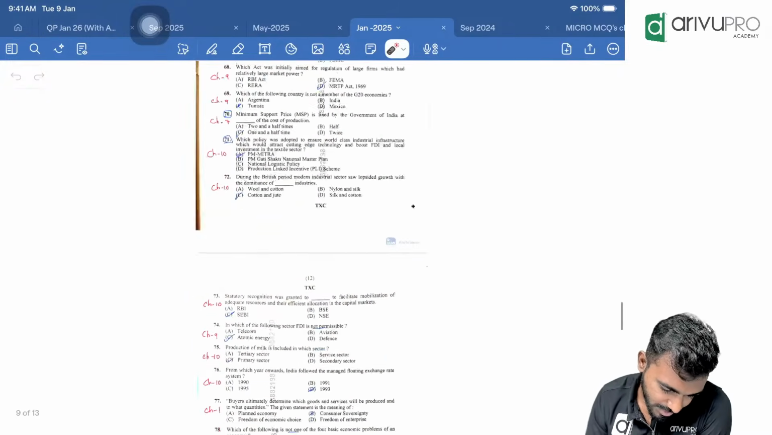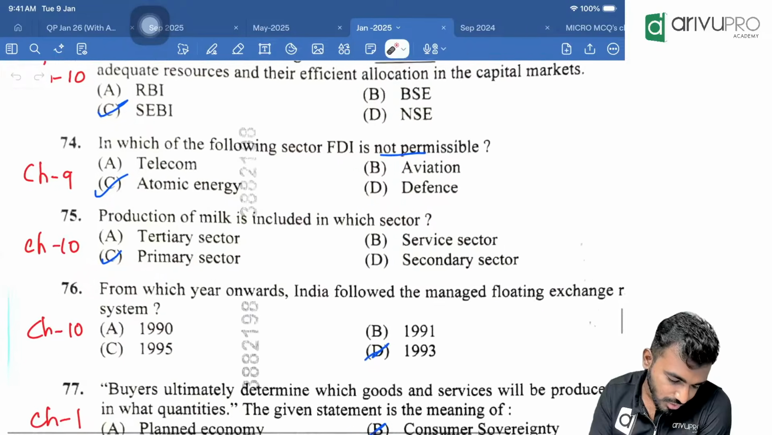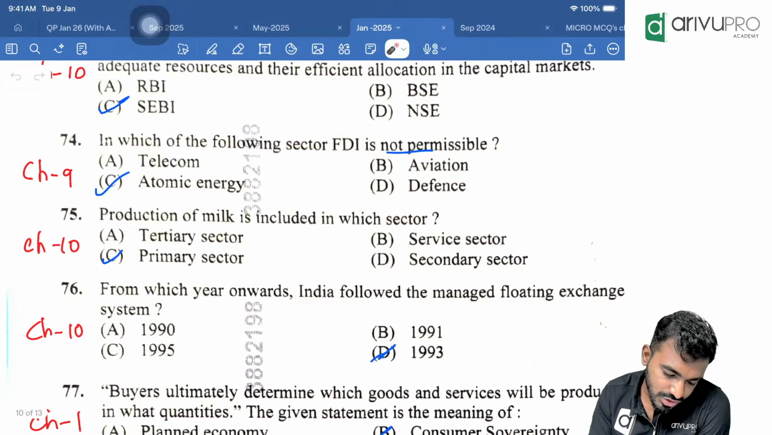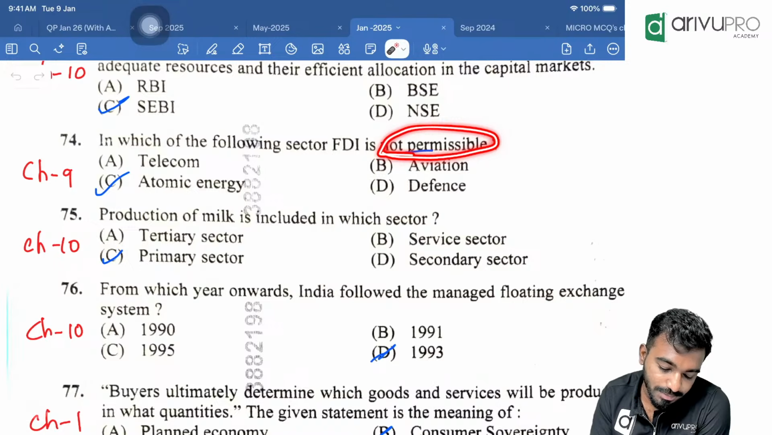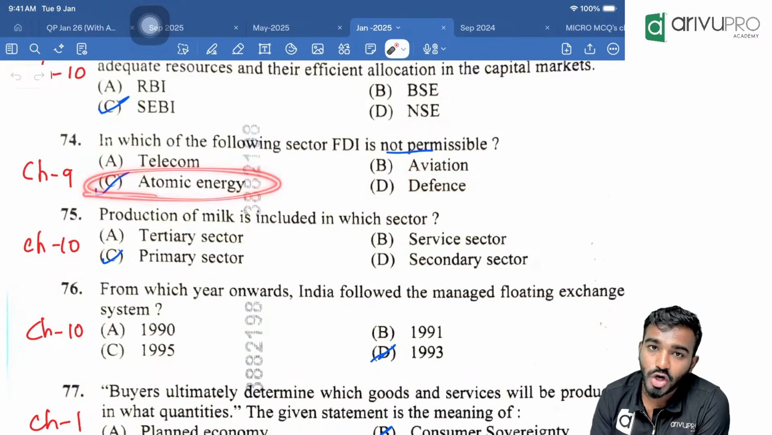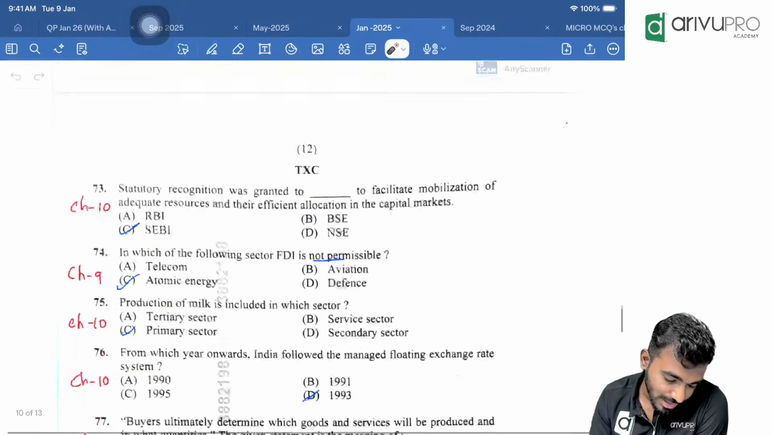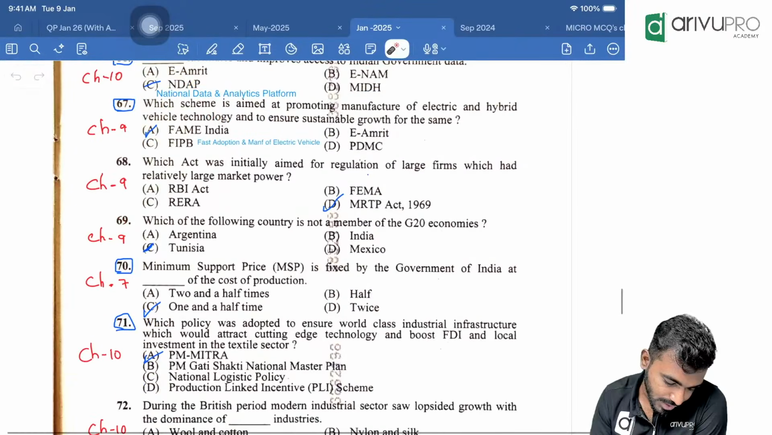January 25 paper, chapter 9. In which of the following sectors is FDI not permitted? Telecom permitted, aviation permitted, defense permitted, but atomic energy not permitted. Railway and atomic energy are especially reserved to our own nation's government. That's it.